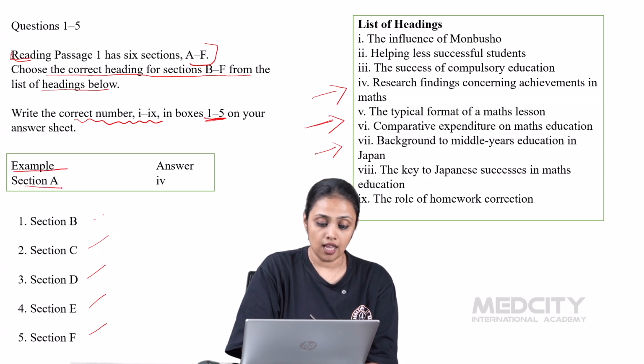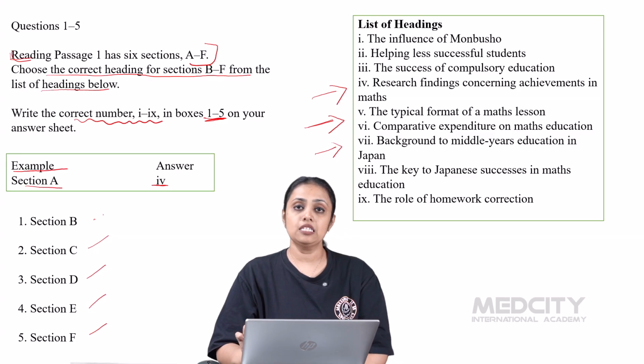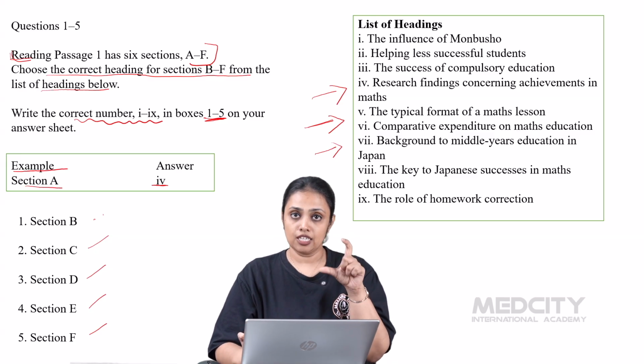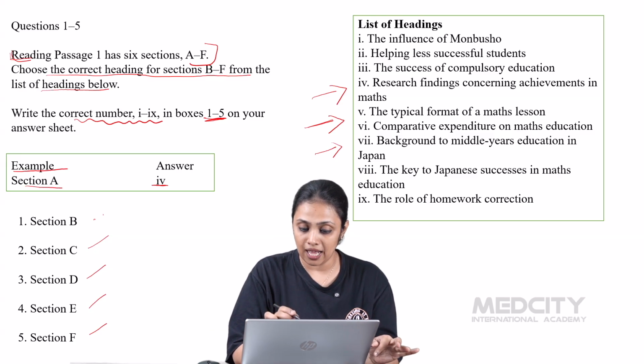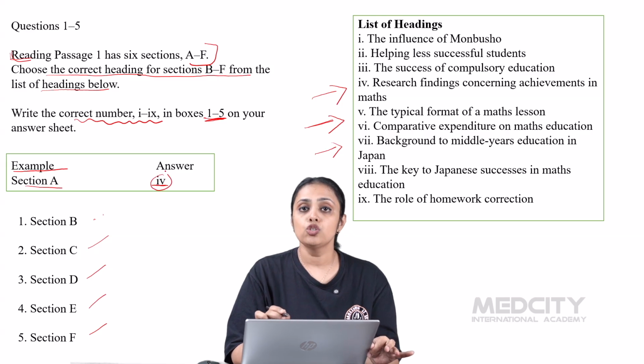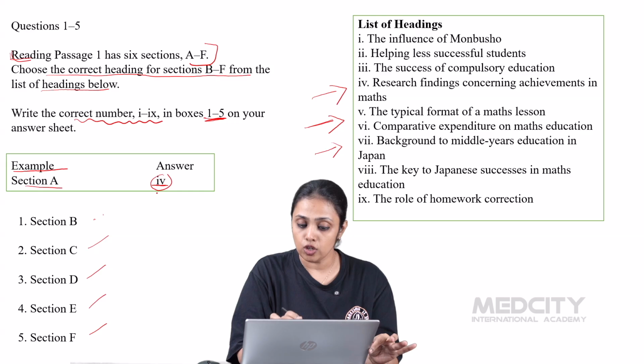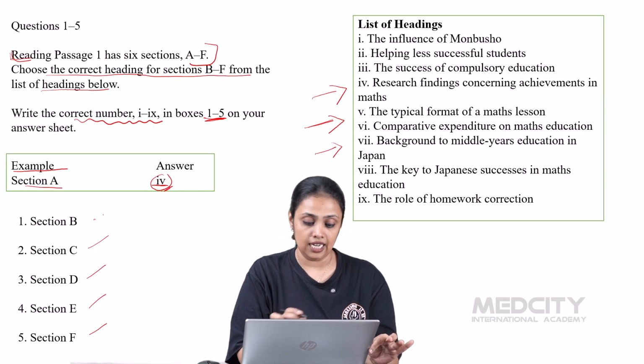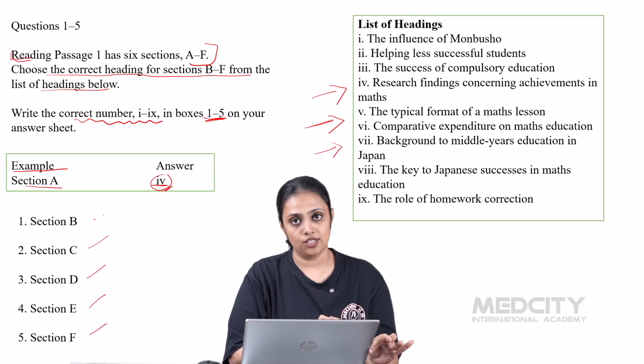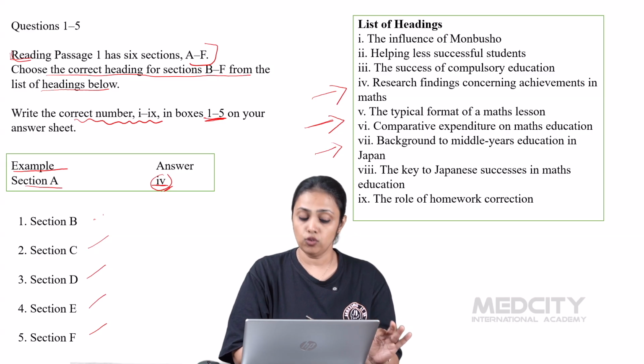Section A, answer 4, which means that for the paragraph section A, the most appropriate match is heading 4. So we will not be writing the heading as such, but the Roman numeral corresponding to that heading will be written onto the answer sheet. So this is the pattern that you have to follow.